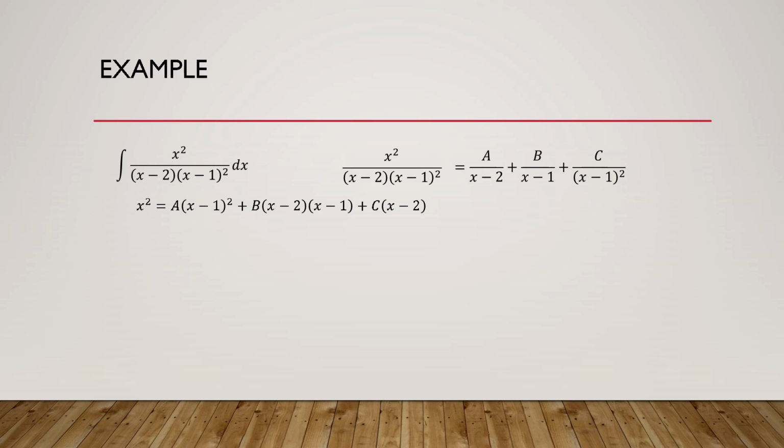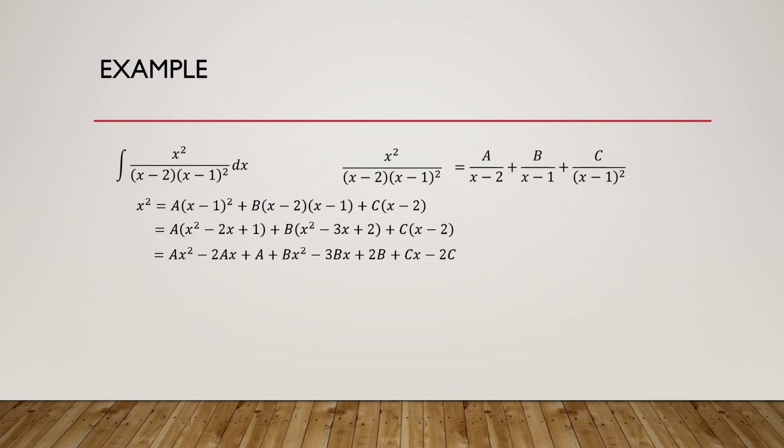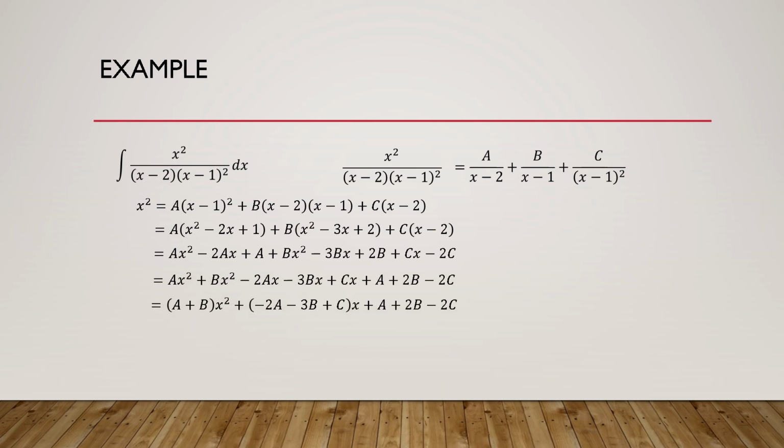FOIL the binomials to get A times the quantity of x squared minus 2x plus 1, plus B times the quantity of x squared minus 3x plus 2, plus C times x minus 2. Distribute the parentheses, then group the like terms. We can now factor the x variables to get (A plus B) times x squared plus (negative 2A minus 3B plus C) times x plus (A plus 2B minus 2C).